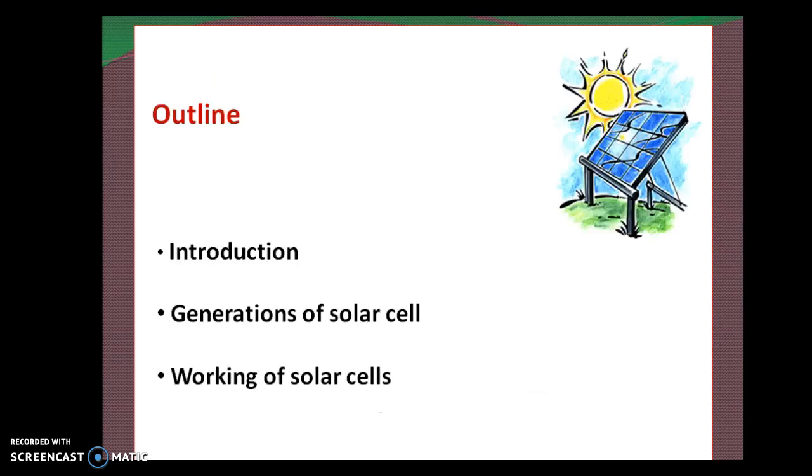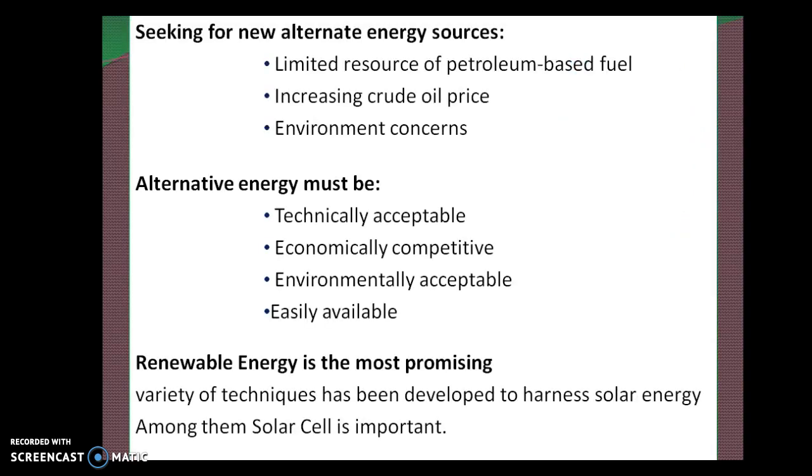The outline of the talk includes introduction, various generations of solar cells, and working of dye-sensitized solar cell. Nowadays, we need an alternate energy source. The main reasons are limited resources of petroleum-based fuels, increasing crude oil price, and environmental concerns. The alternate energy must be technically acceptable, economically competitive, environmentally acceptable, and easily available.